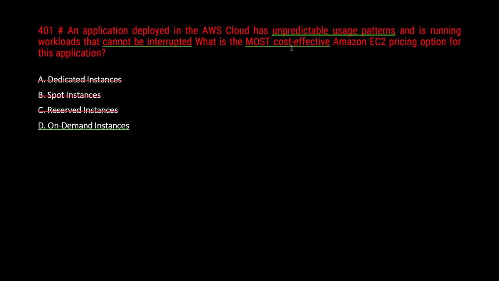Okay, so don't get trapped by the most cost effective. Whatever comes first in the question is very important. The second part is secondary. First, you need to meet this requirement, then most cost effective. Within that, after meeting this requirement, among those, which one is the cheapest? Here, unpredictable usage is only one, so we will pick that one.